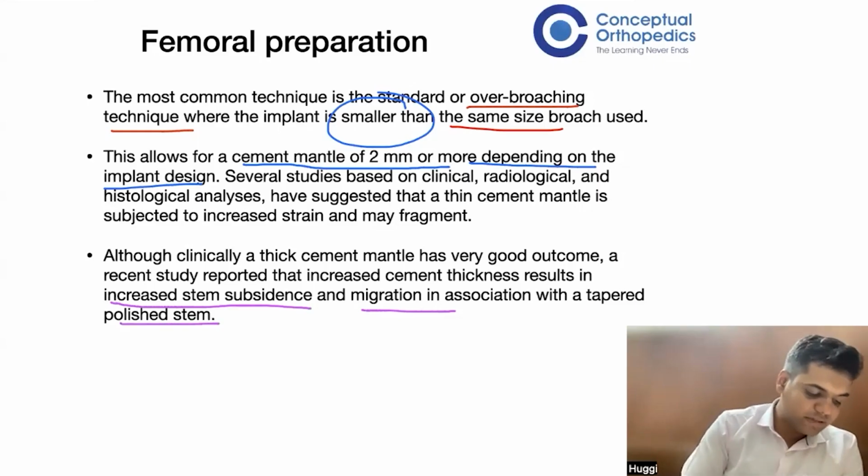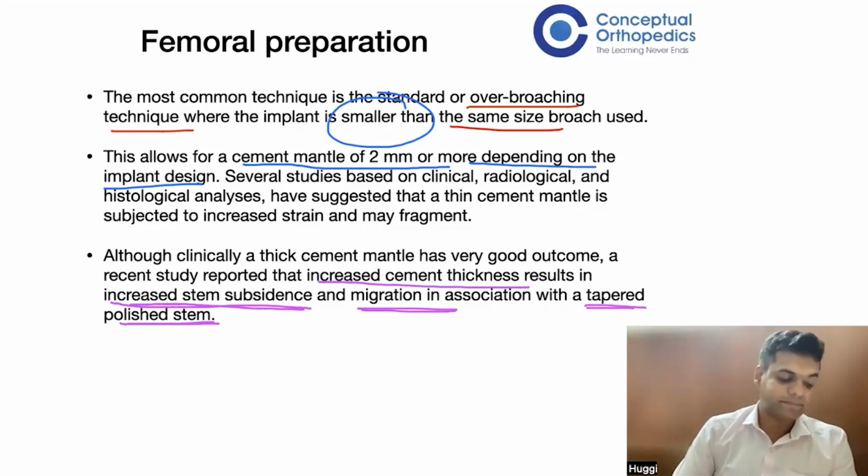Even though you increase the cement mantle thickness, increased subsidence and migration with tapered polished stems has been documented. Even if you put more thickened cement or thinner cement, the outcome for the polished taper stem is going to be the same, because a polished taper stem has to subside. So it doesn't matter how much the cement thickness is for a polished taper stem. What matters is how well the cement and the bone have got the hold.